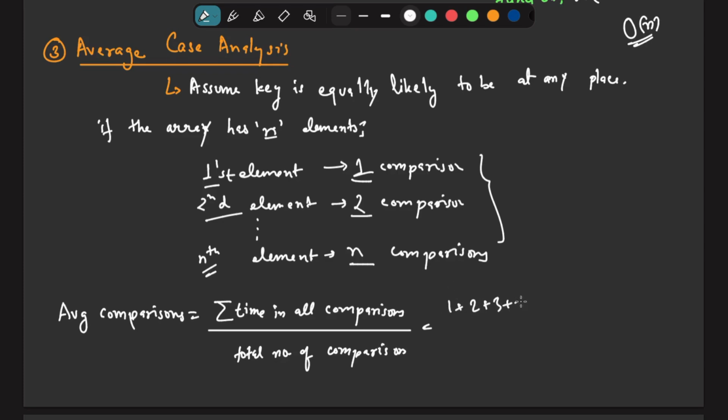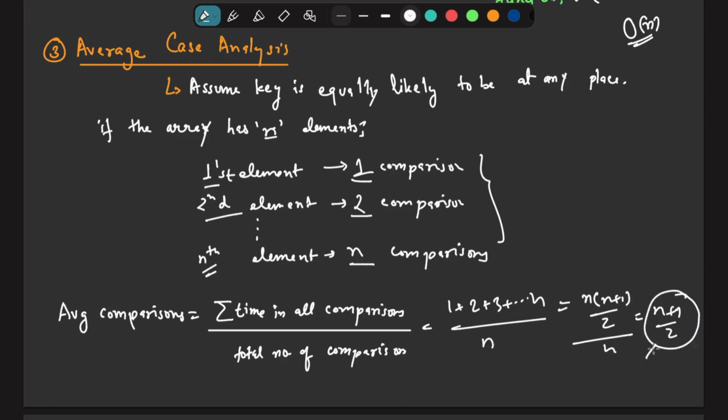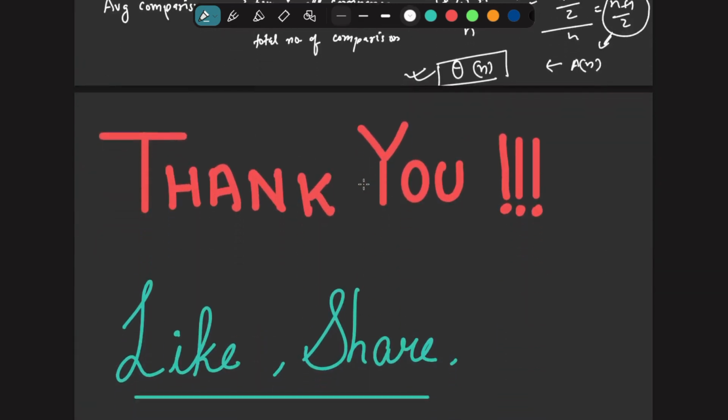So the sum of all comparisons will be n into n plus 1 by 2, and the total number of cases is n, so it will be n plus 1 by 2. So this is our time function for average case analysis. Let it be A of n, and the complexity for it will be theta of n, since we use theta for average case analysis. So this was it for module 1.